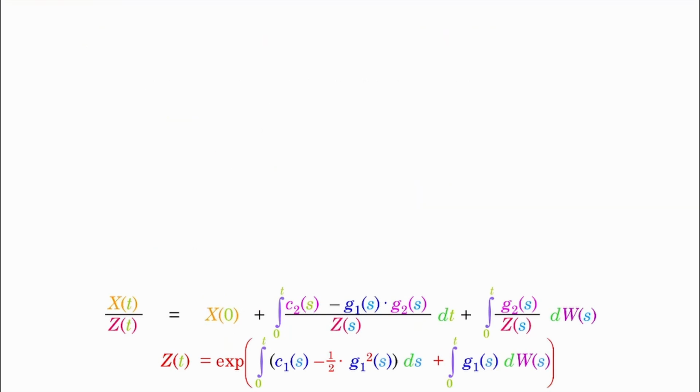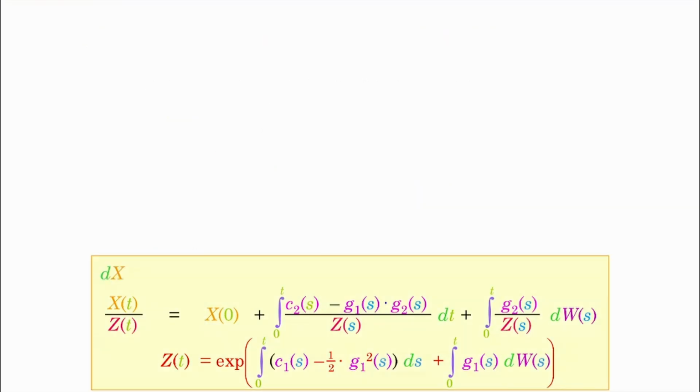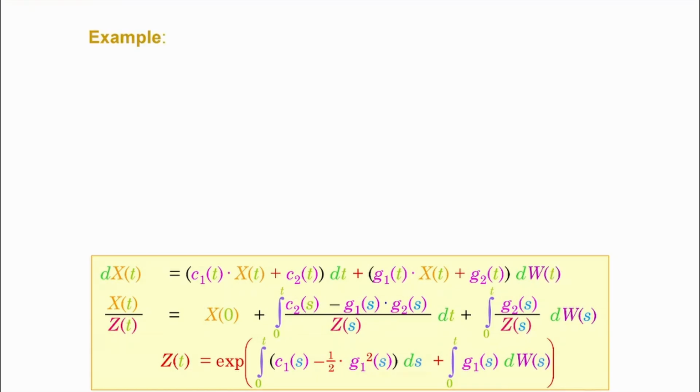Okay? All right. Now I'm going to apply this on a specific example. So you start from here, getting the solution of the stochastic process, which again is here. So that's it. And so let's do it. Here is the example.